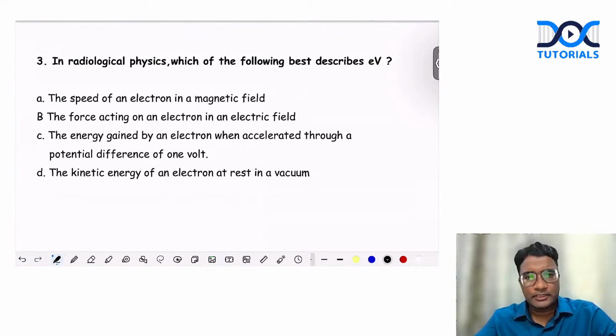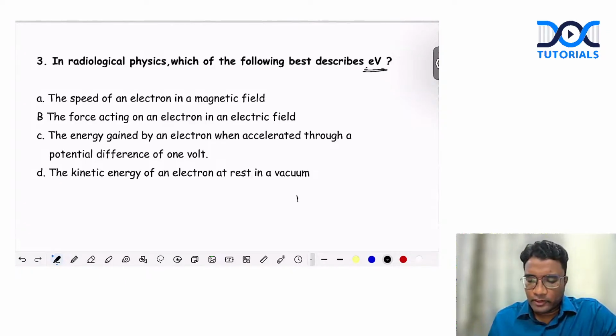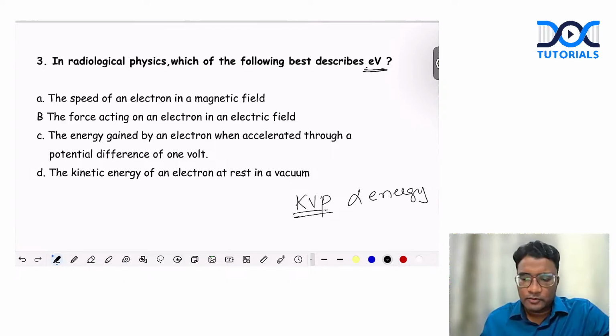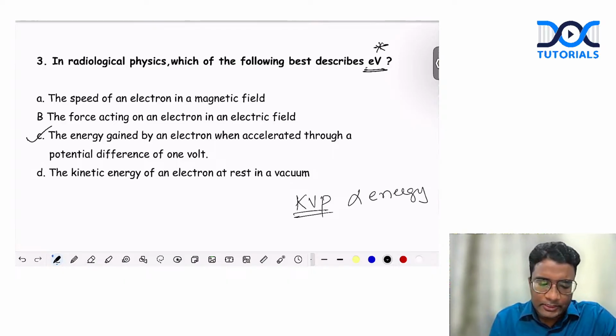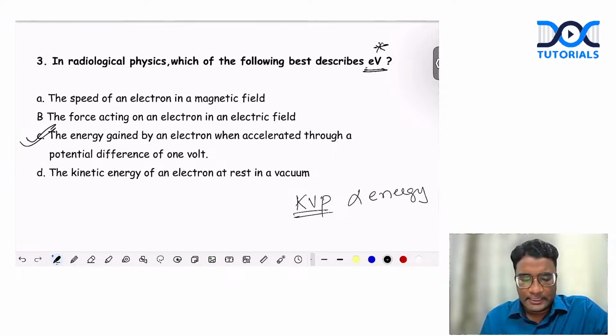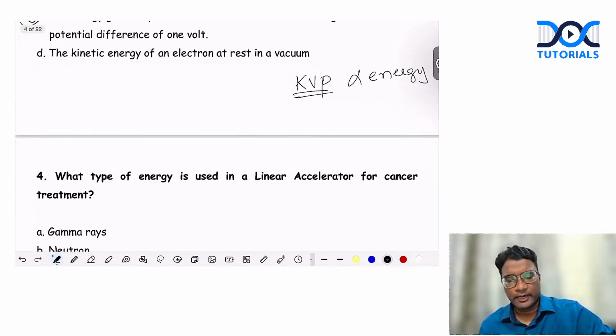This was a new question that came in. It's a physics question. The question was, in radiological physics, which of the following best describes electron volt? And electron volt, if you remember, we studied that in kilovoltage. What did we study about this? This is directly proportional to the energy of X-rays, right? So directly proportional to energy. So basically, the electron volt is the energy that is gained when an electron is accelerated through a potential difference of 1 volt. So the definition of electron volt was asked. It is the energy that an electron gains when it is accelerated through a potential difference of 1 volt. This is electron volt.